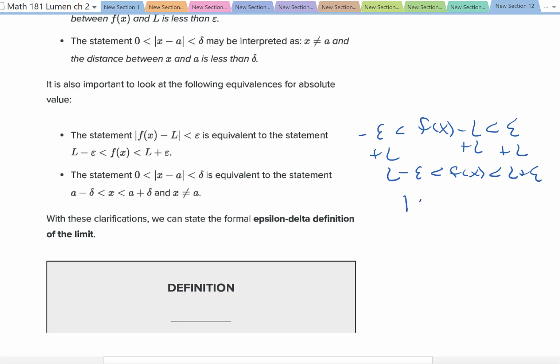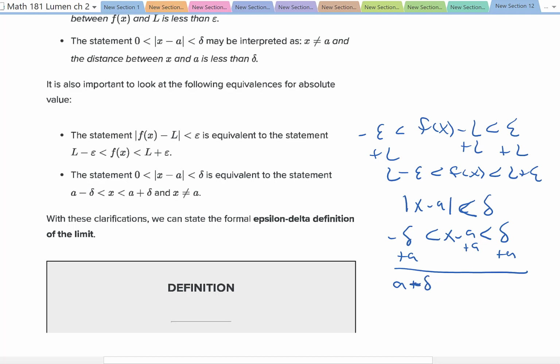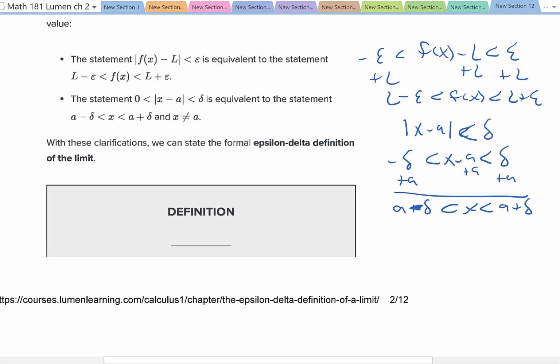Likewise, if we have the absolute value of x minus a is less than delta, that's a lowercase delta, then we can write that as negative delta is less than x minus a, less than delta. And then we can add the a to all three parts, and we end up with a minus delta is less than x, less than a plus delta. So that actually comes into play as we go into this a little bit further. And I'm going to show you some other, I want to call them tricks, but approaches to the technique that deal with these lower and upper limits.